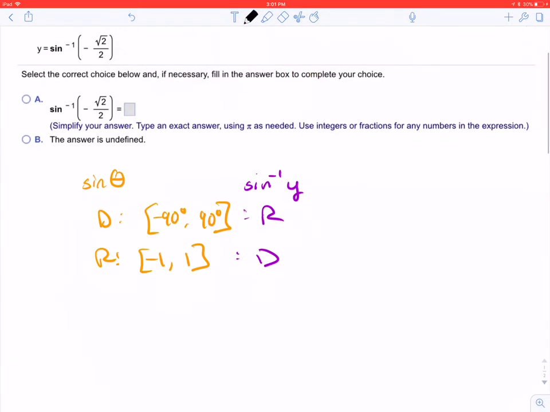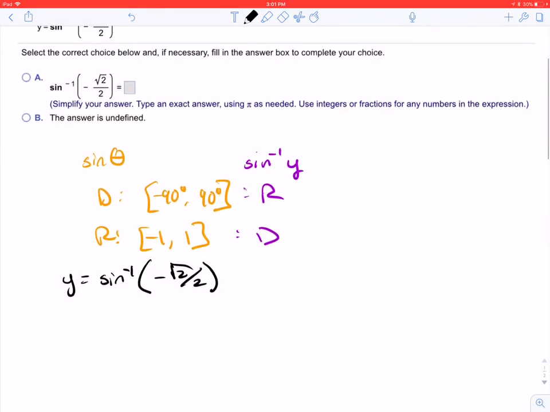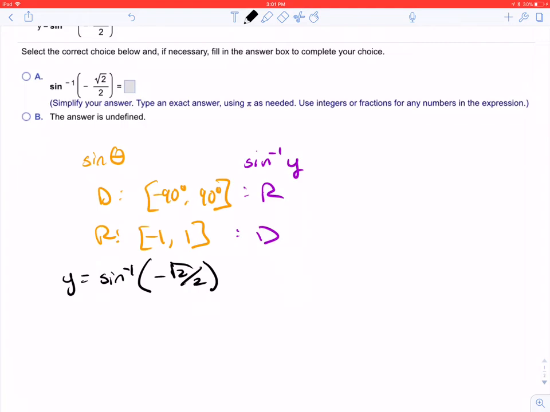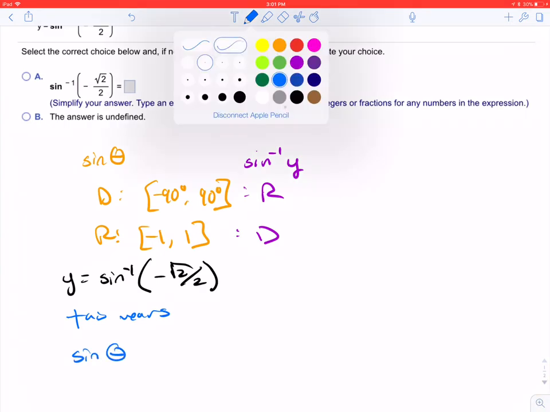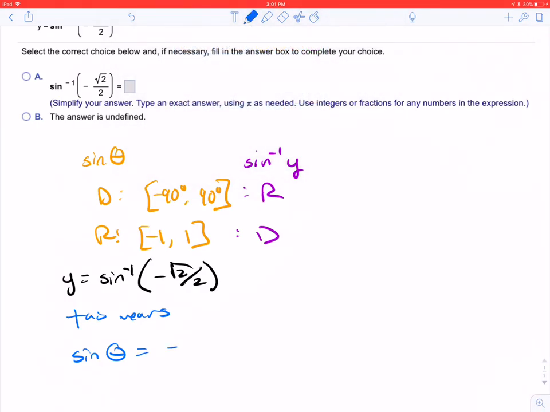So now if the original is y equals inverse sine of negative root 2 over 2, then what this means, so we'll say this means sine of some angle, or sine of what angle, equals a negative root 2 over 2.